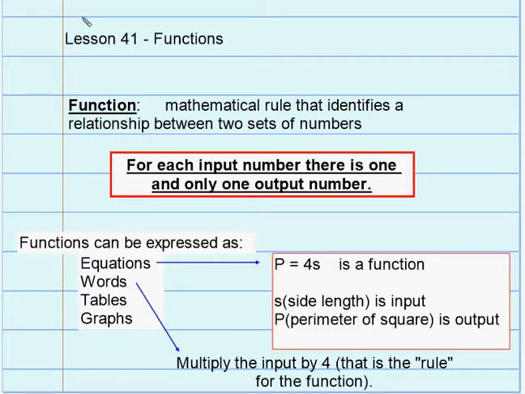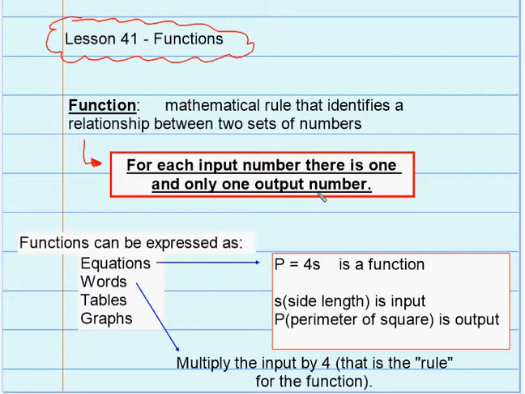Class. This is course 3, lesson 41, and today we're going to talk about functions. Okay, so this can be kind of tricky. There's just a lot of information that you need to know and to remember, so make sure you take good notes. A function is defined as a mathematical rule that identifies a relationship between two sets of numbers. Okay, but there's more. It is just a relationship. However, this is key. For each input number, there is one and only one output number.